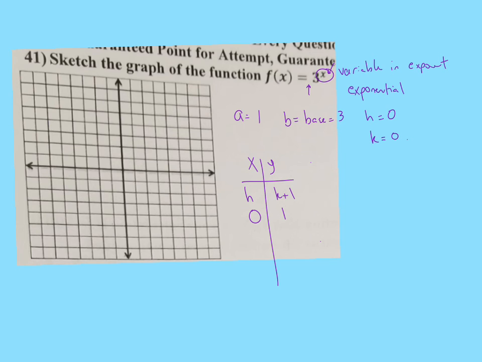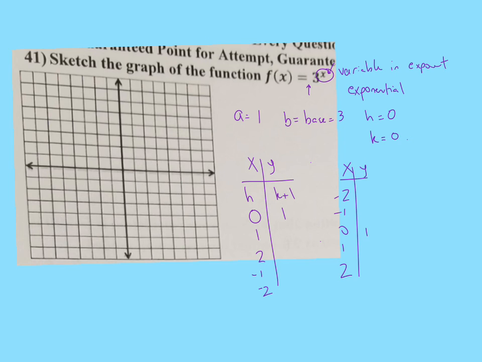And if you didn't know any of this stuff, you could just plug in 0, and it's going to spit out 1. Then a lot of times I like to plug in 1 and 2, and negative 1 and negative 2. So if you wanted to make your graph look like this, with your starting point in the middle, that's fine, or you could do it that way, it doesn't matter.